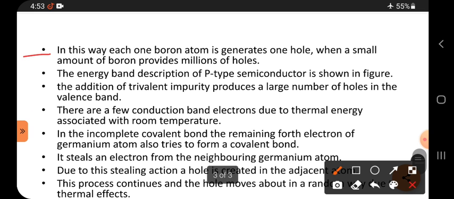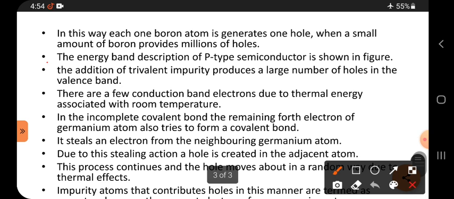In this way, each boron atom generates one hole. Each boron atom produces one hole. When a small amount of boron is added, it contains millions of boron atoms, so millions of holes will be produced.